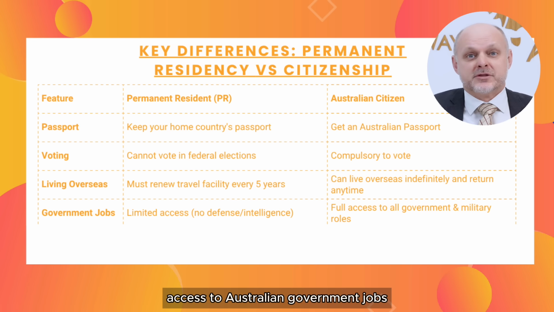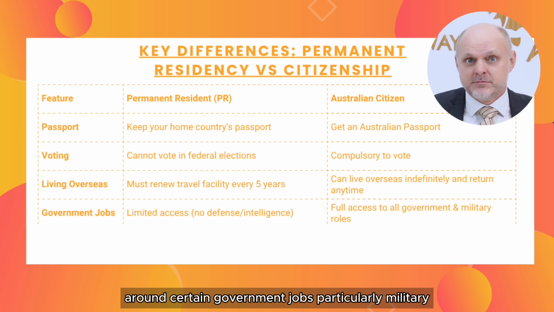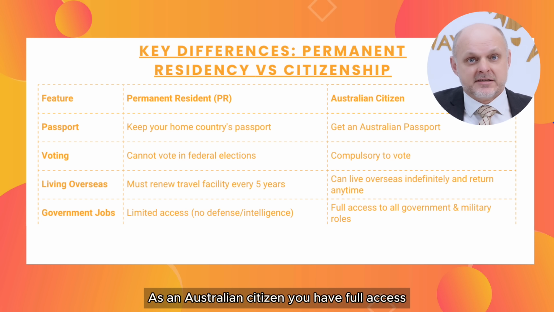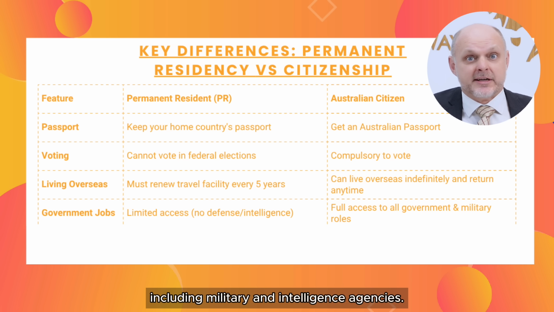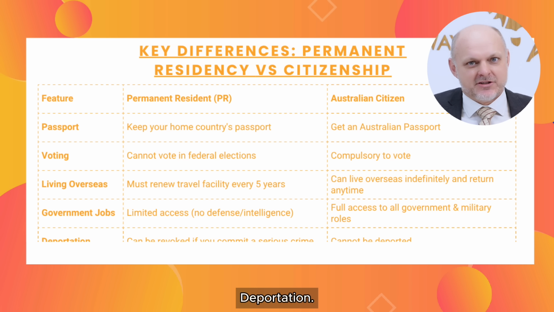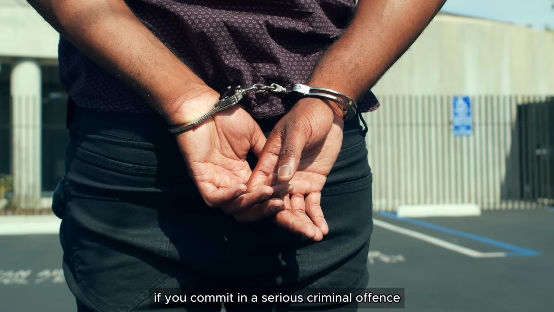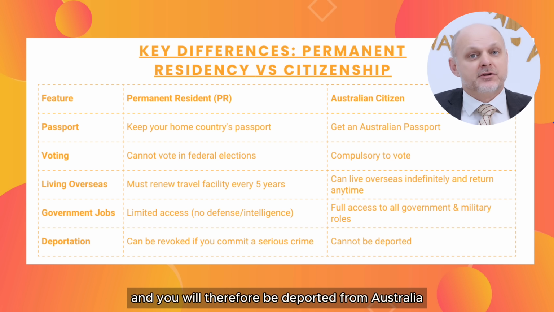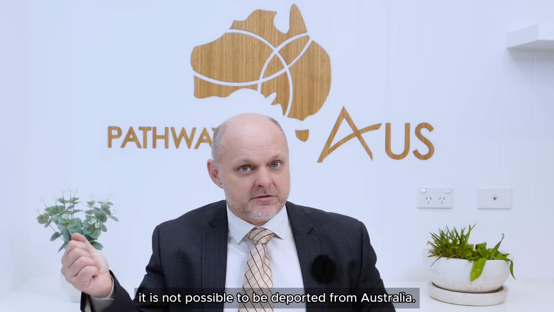Access to Australian government jobs. As an Australian permanent resident, there is some limits around certain government jobs, particularly in military and the intelligence agencies. As an Australian citizen, you have full access to Australian government jobs, including military and intelligence agencies. Deportation. As an Australian permanent resident, if you commit a serious criminal offence, it is possible to have your Australian permanent visa cancelled, and you will therefore be deported from Australia. As an Australian citizen, it is not possible to be deported from Australia.